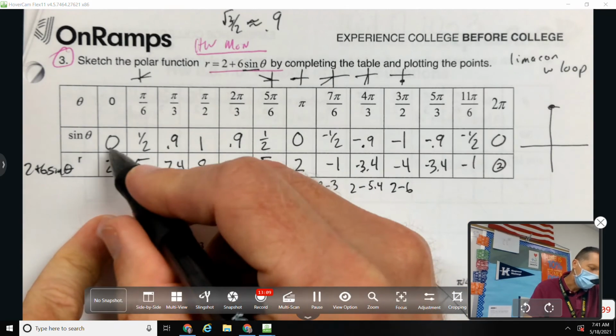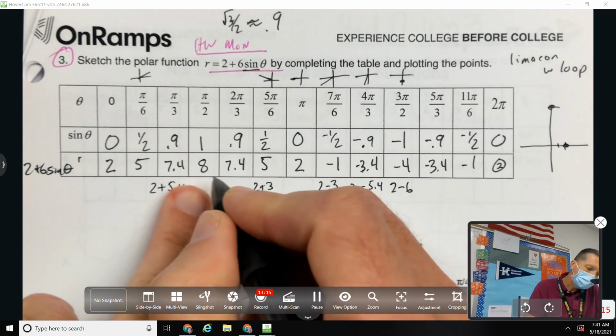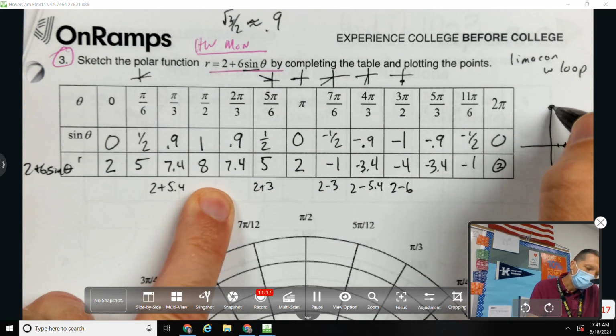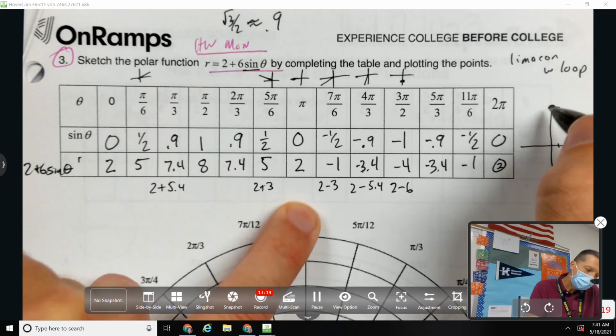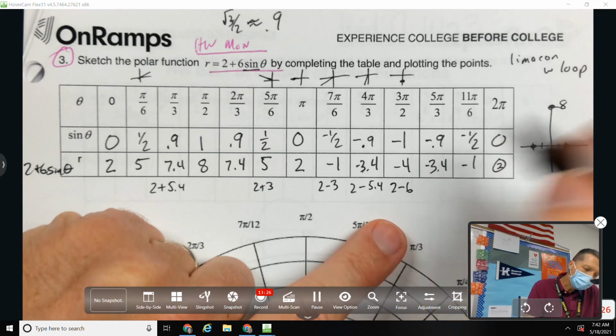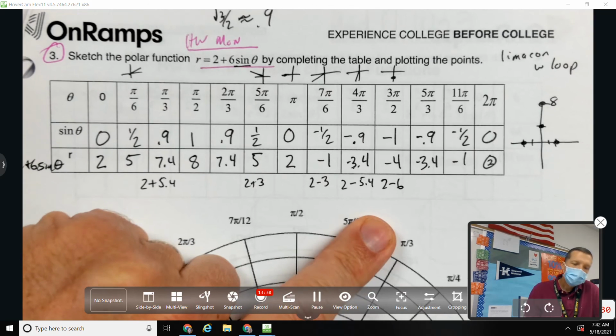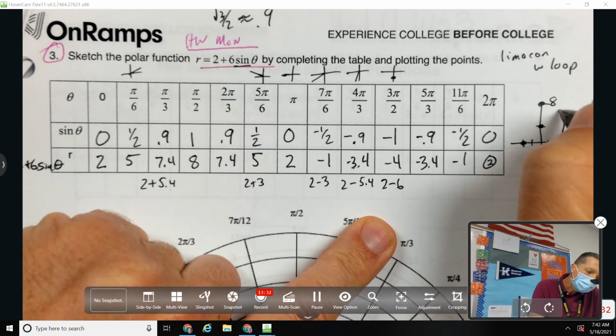Let's back up here. If theta is 0, r is 2. I'm going to skip all the way to the big ones, or the quadrant markers. At pi over 2, we're out at 8. At pi, we're out at 2. At 3 pi over 2, we're at negative 4. So that's a little bit the weird one there. So this goes out, around, but then it does the loop thing.